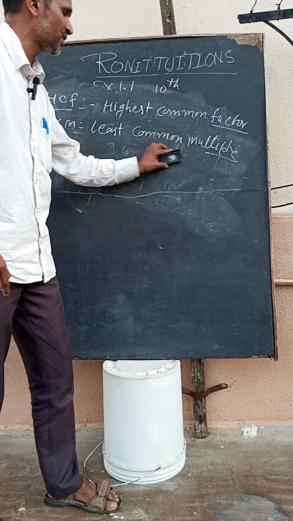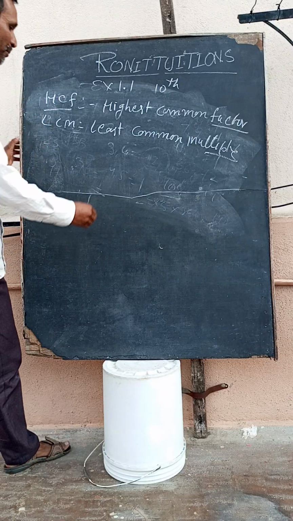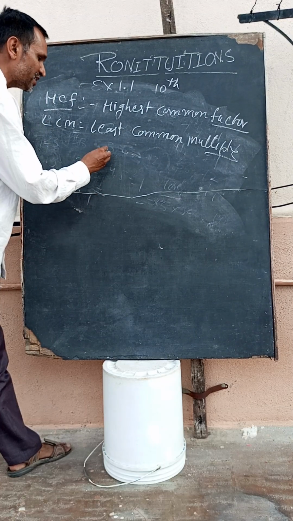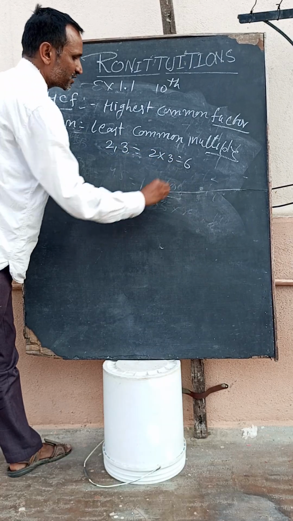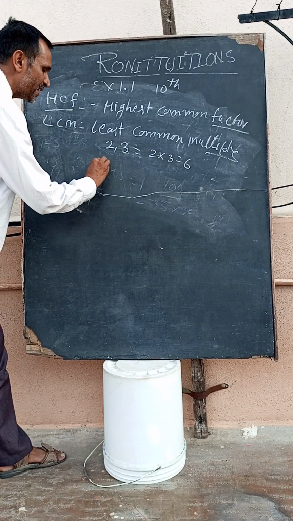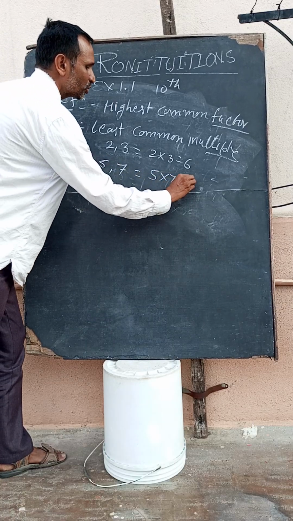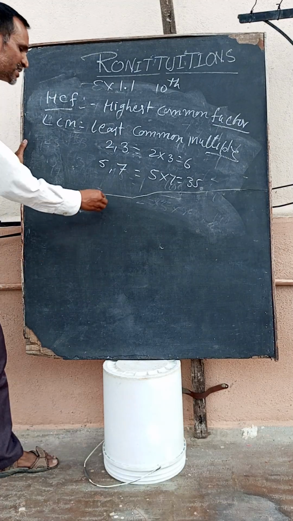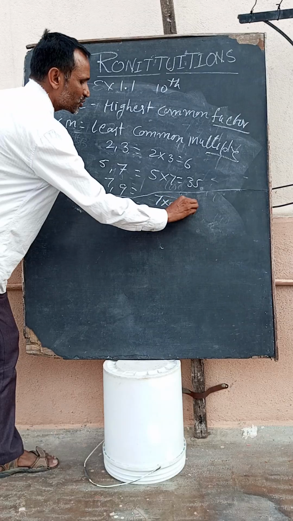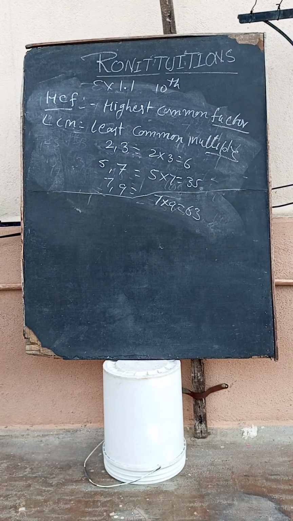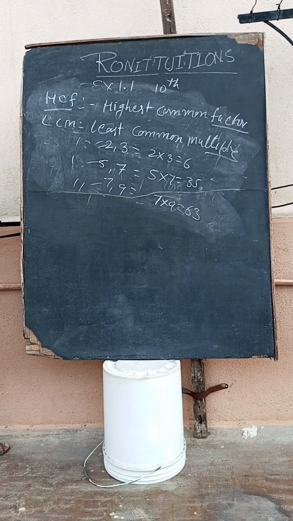The LCM of prime numbers is always their product. Suppose, what is the LCM of 2 and 3? 2 into 3 is equal to 6. What is the LCM of 5 and 7? 5 into 7 is equal to 35. What is the LCM of 7 and 9? It will become 7 into 9 is equal to 63. For these numbers, the HCF will become 1, 1 and 1. The HCF is like this.